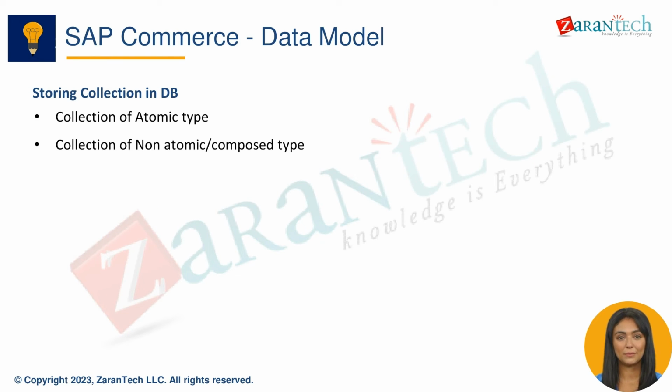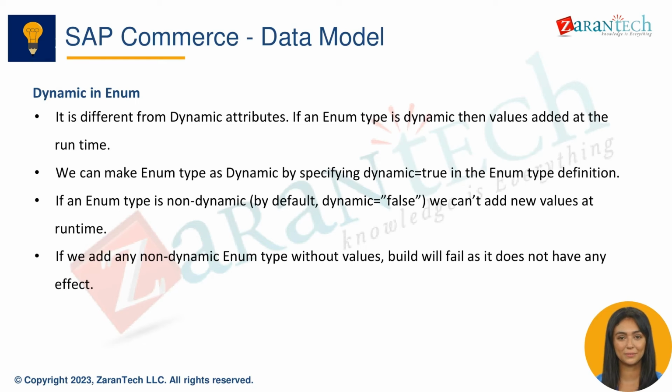Collections allow storing atomic types like list of string. Composed types like list of product. Collections are useful for one-to-many relationships. Dynamic enums are generated as extensible enums in Java. Can add values on the fly. Changing the flag requires a system update. Non-dynamic enums generate fixed-value enums. So prefer dynamic enums when extensibility is needed.